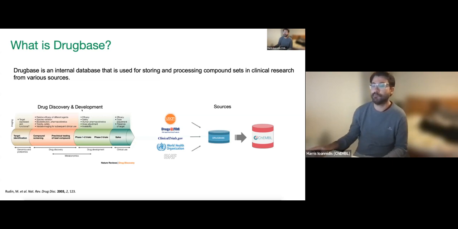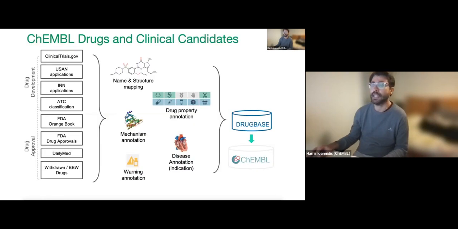And besides the drug data that we store in ChEMBL, we also store the indications of the data. So here I have a more detailed list of sources that are classified into drug development and approvals. We can see that for drug development, we take data from clinicaltrials.gov, which is our main source of information, because most of the drugs come from clinical trials, also USAN applications, INN applications, ATC classifications. And for approved drugs, we take data from Orange Book and FDA, and also information for warnings that we may find in FDA labels.